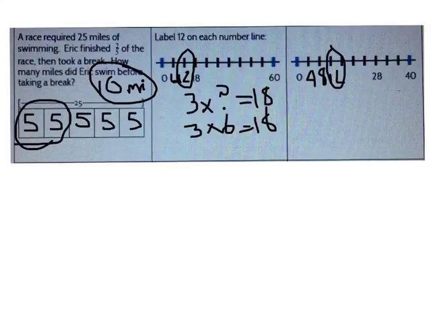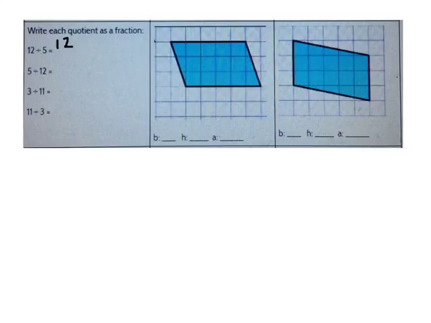Now let's write each quotient as a fraction. Remember that 12 divided by 5 is the same as 12 over 5. 5 divided by 12 is the same as 5 over 12. What's 3 divided by 11? You can use the slash to show a fraction. It's 3 over 11. What's 11 divided by 3? It's 11 over 3.